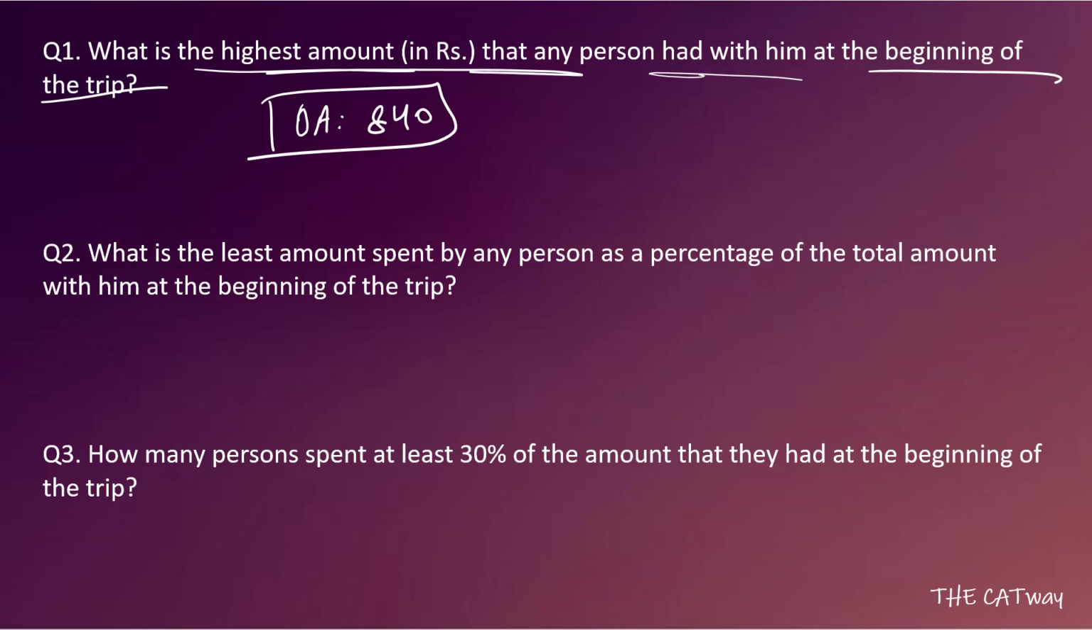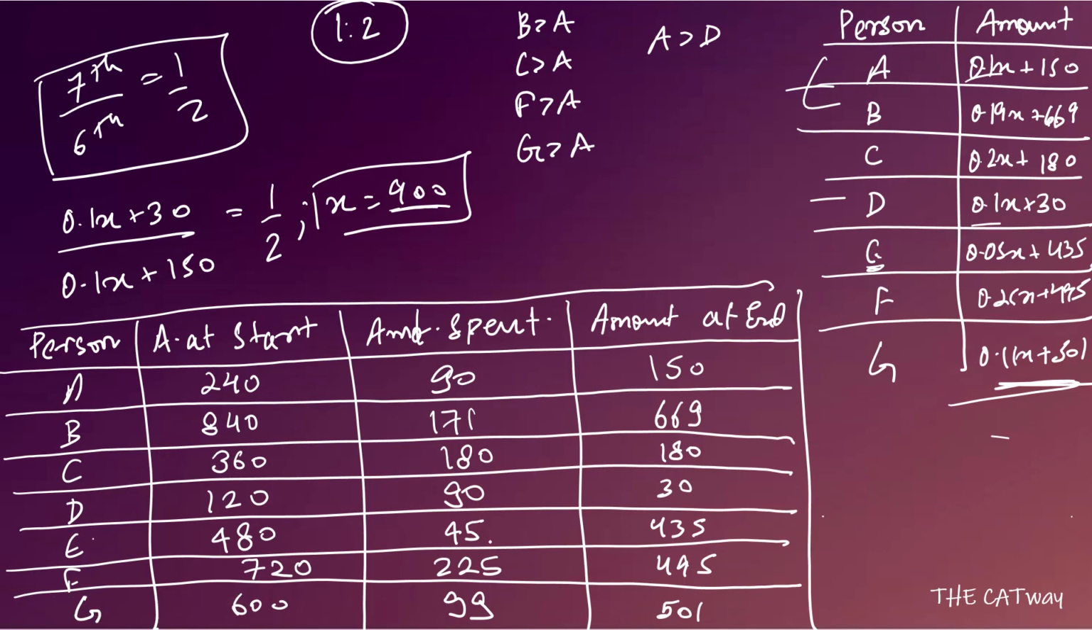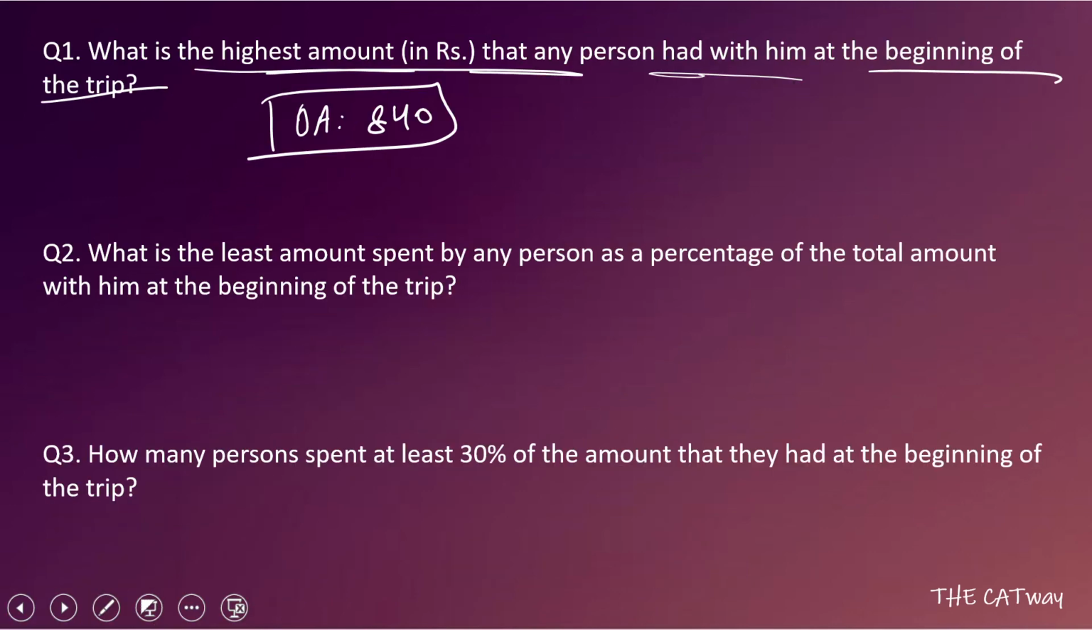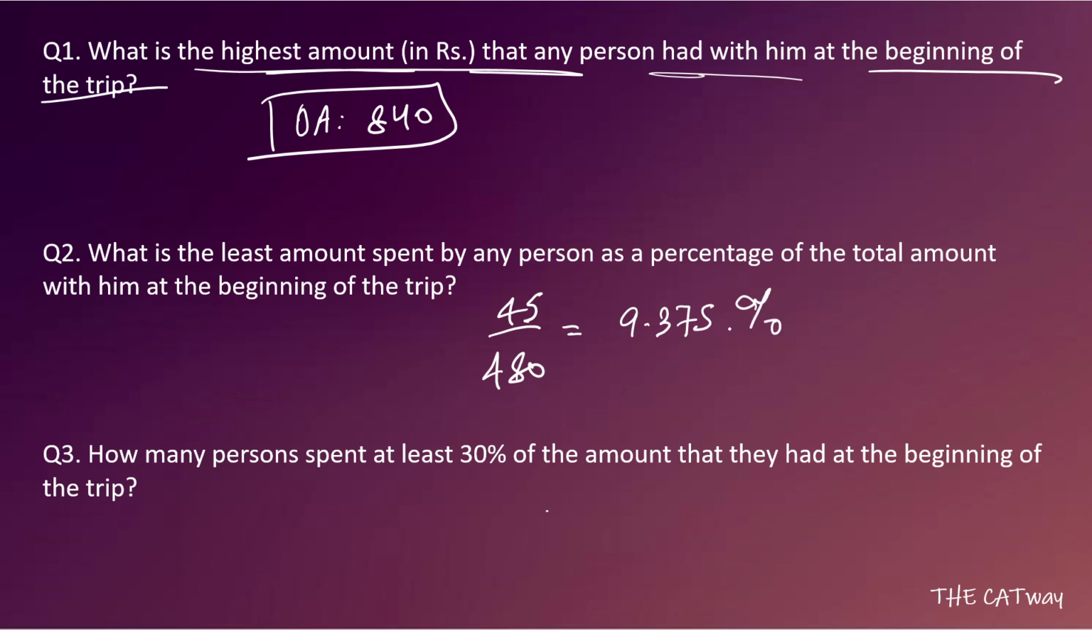Least amount spent by any person as a percentage of total amount with him at the beginning of the trip. So the least amount of money spent by any person is going to be spent by E, because E spent the least amount, that is 45 rupees, and the total amount of money with him was 480. So our answer will be 45 divided by 480, and that will be, let's check it out, 9.375%, and this is for E. Okay, so this is our answer.